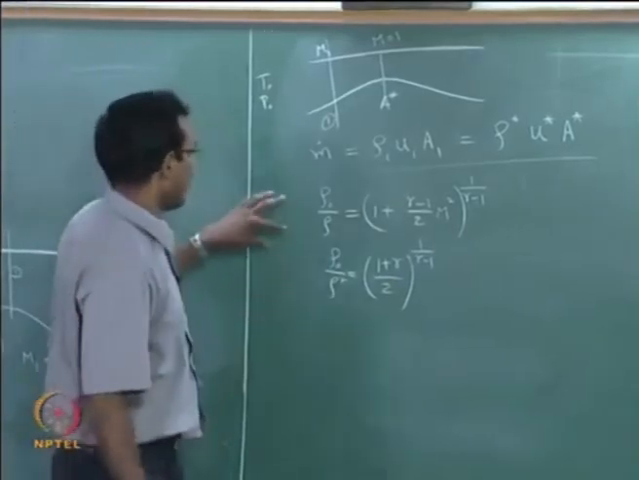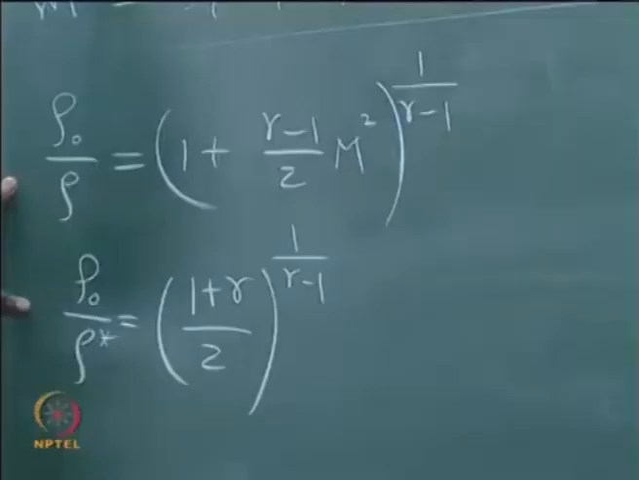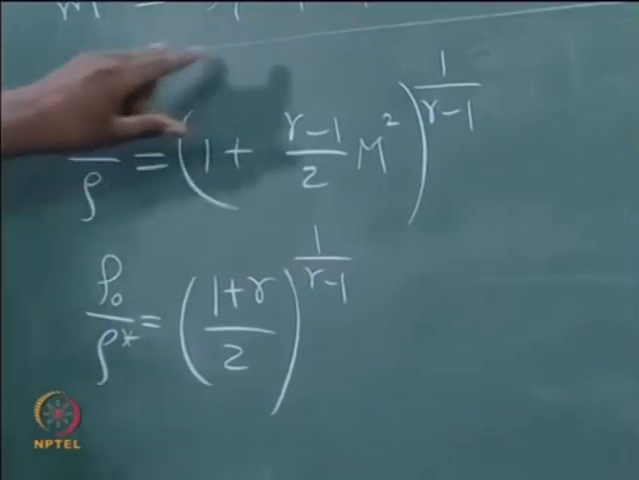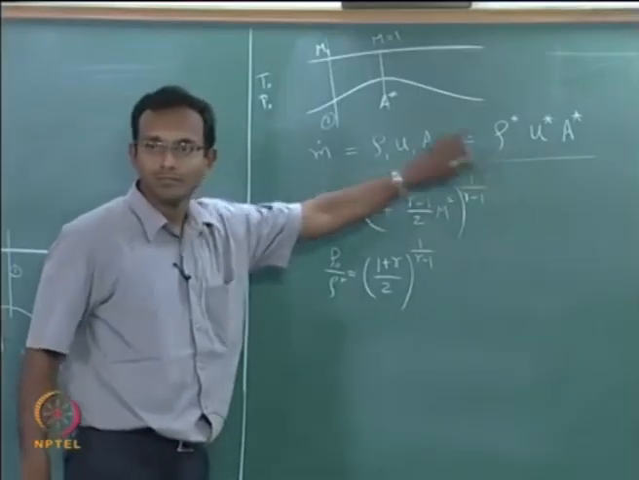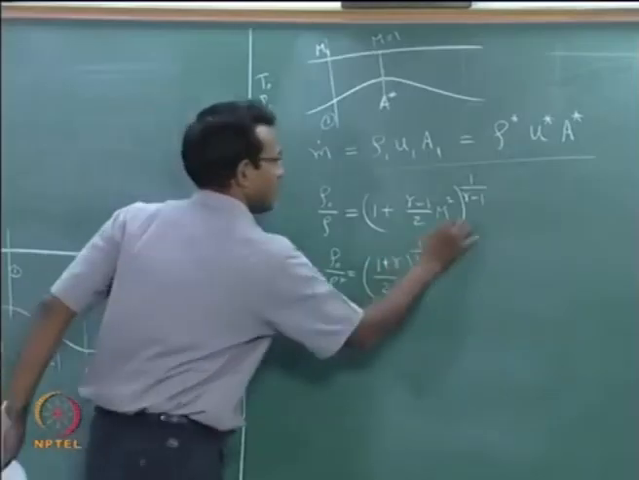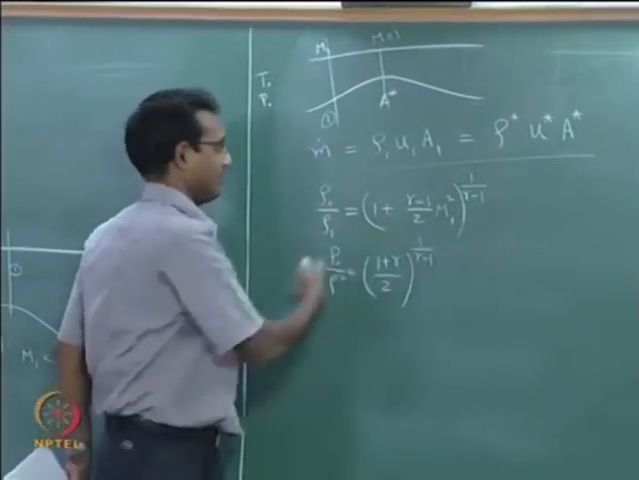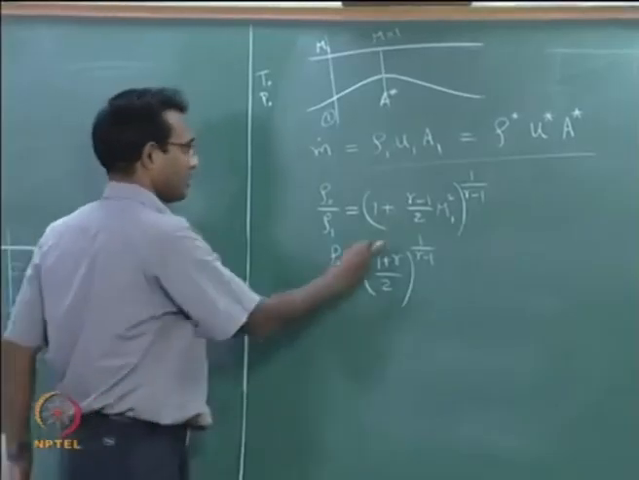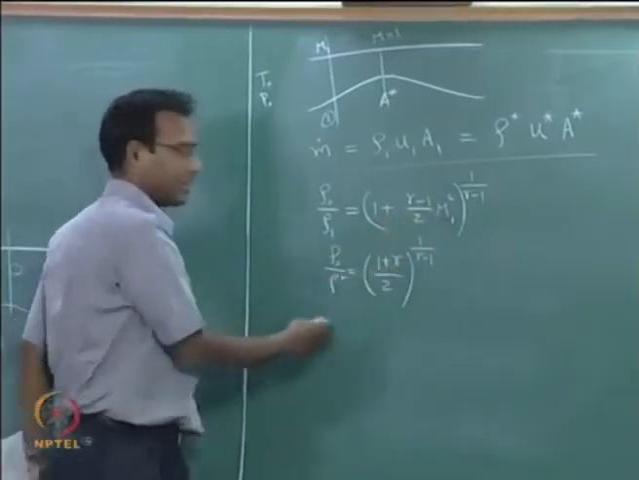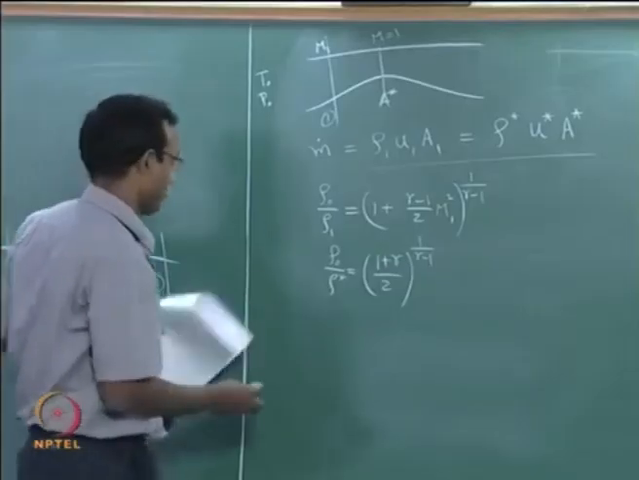So now if I take the ratios of these two, I will get rho by rho star, which is what I have here. If I use m1 here, this will become rho 1, that is the way I look at it. And here I have used m equal to 1, that becomes the star condition. This is what I have.